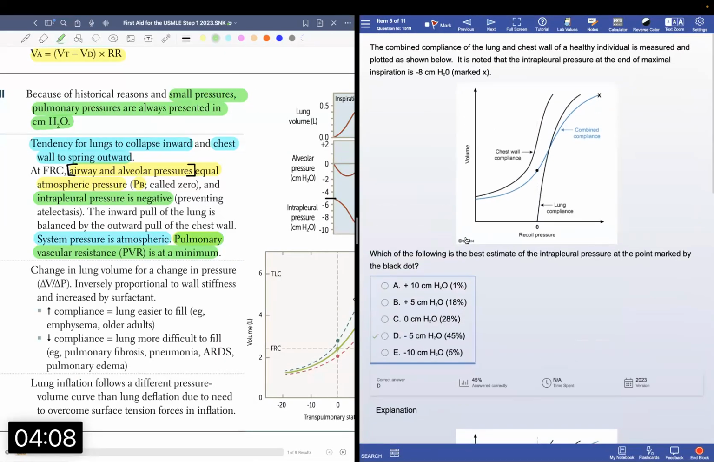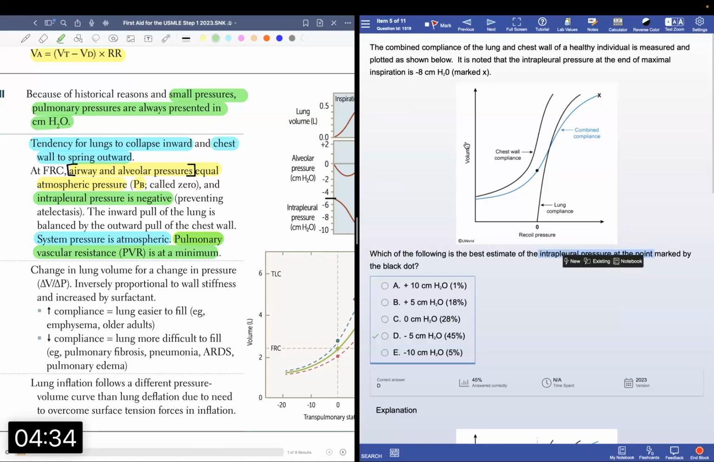So the question picture in the scenario is what Fraser shared. The combined compliance of the lung and chest wall of a healthy individual is measured and plotted as shown below. This black dot is what they were referring to. It's noted that the intrapleural pressure at the end of maximal inspiration is -8. Which of the following is the best estimate of the intrapleural pressure at the point marked by the black dot?